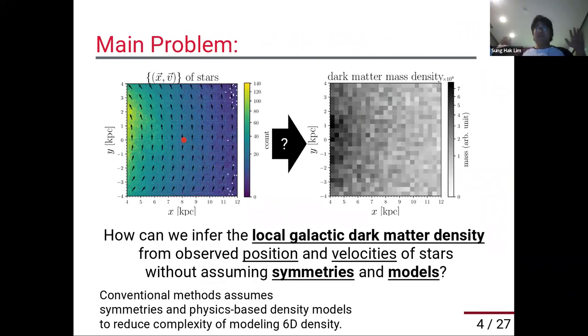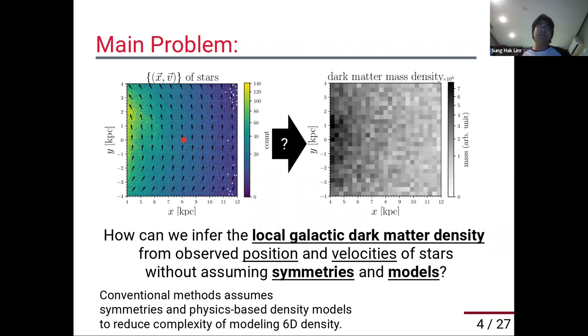And this is a quick summary of the problem I'm going to solve. The left hand side is the position and velocity distribution of stars in the data set. And on the right hand side, we want to convert this into the dark matter mass density distribution. Of course there are some conventional analyses for doing this, but we'll see that this problem is actually very complicated.